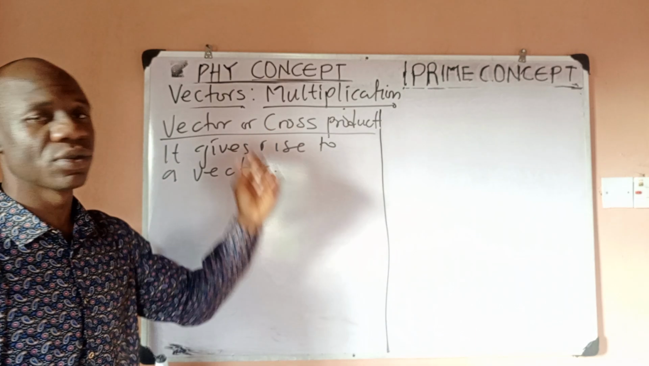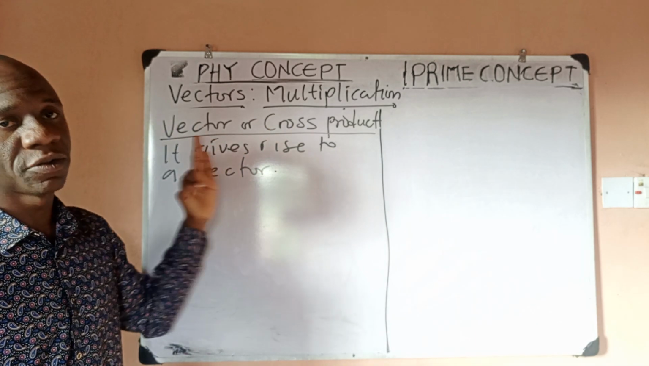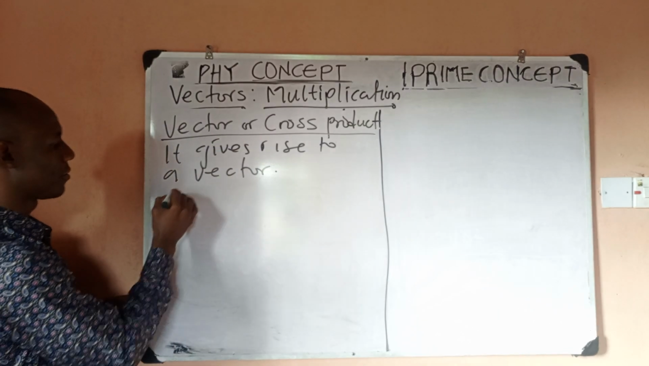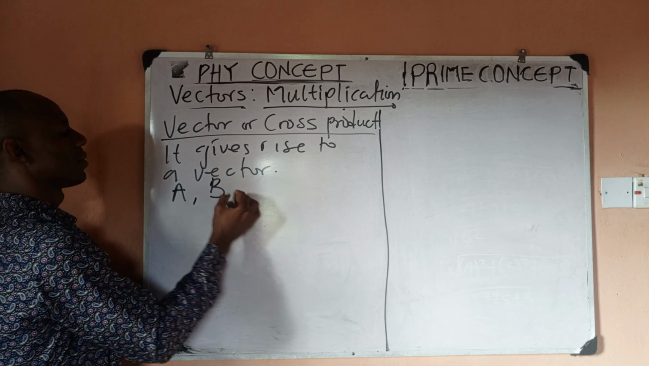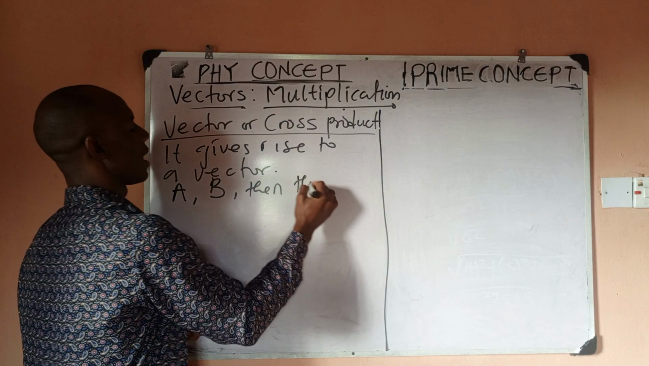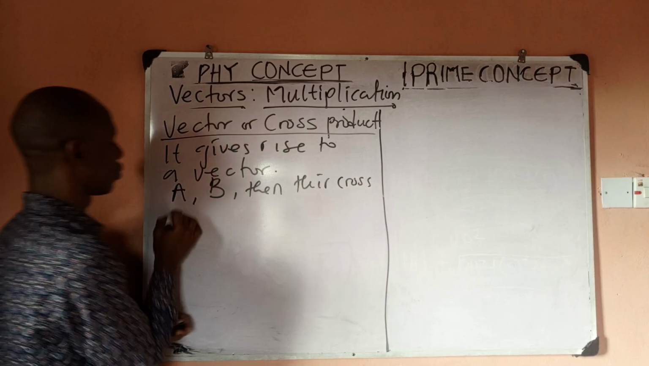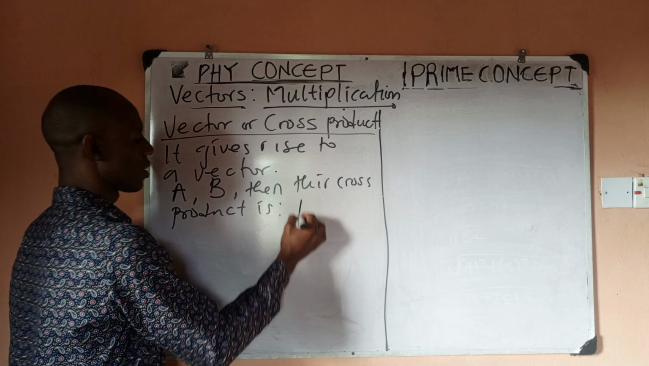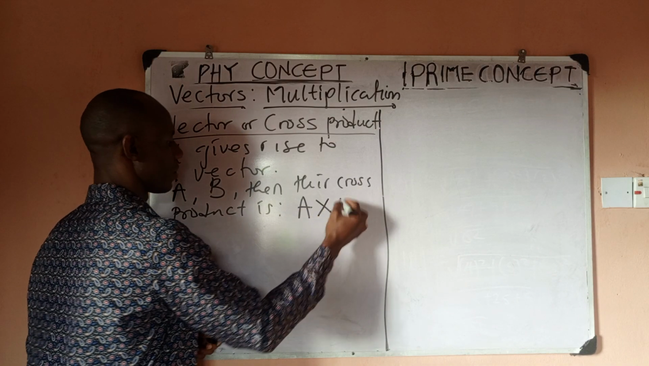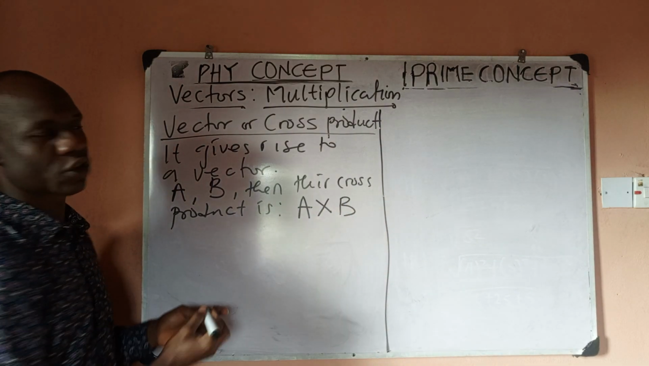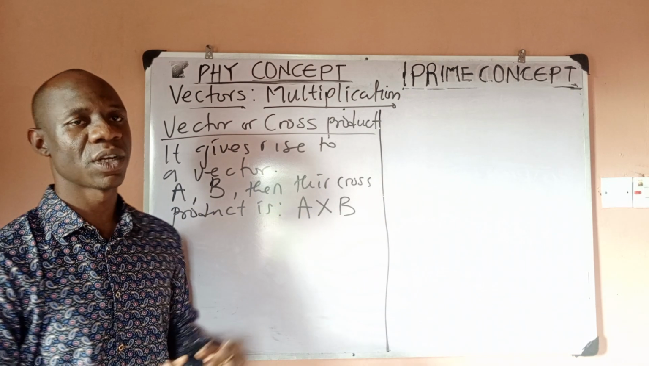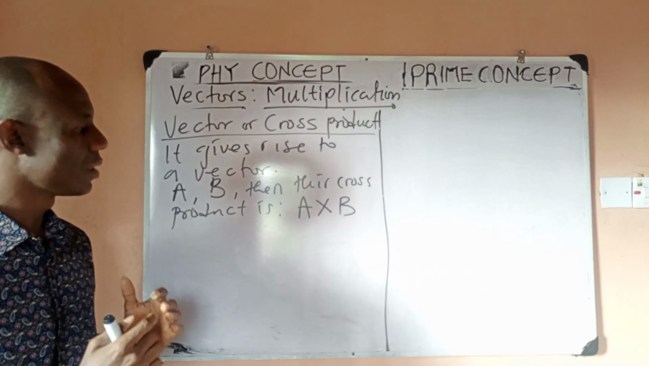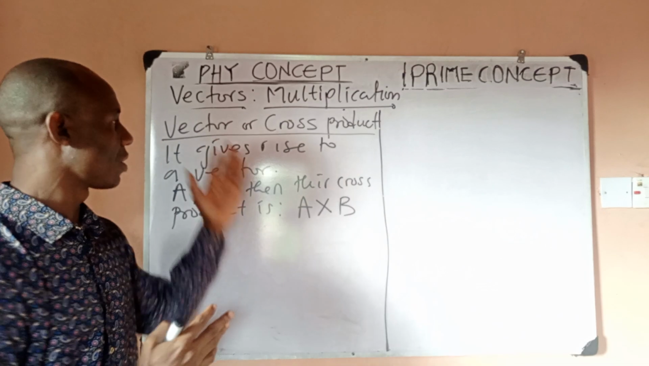Now, why do we call it cross product? It is because the symbol for this multiplication is a cross. Say we have A and B, then their cross product is going to be A cross B. So this is how we denote the cross product or vector product, and this is why we call it cross product, right? Very important.